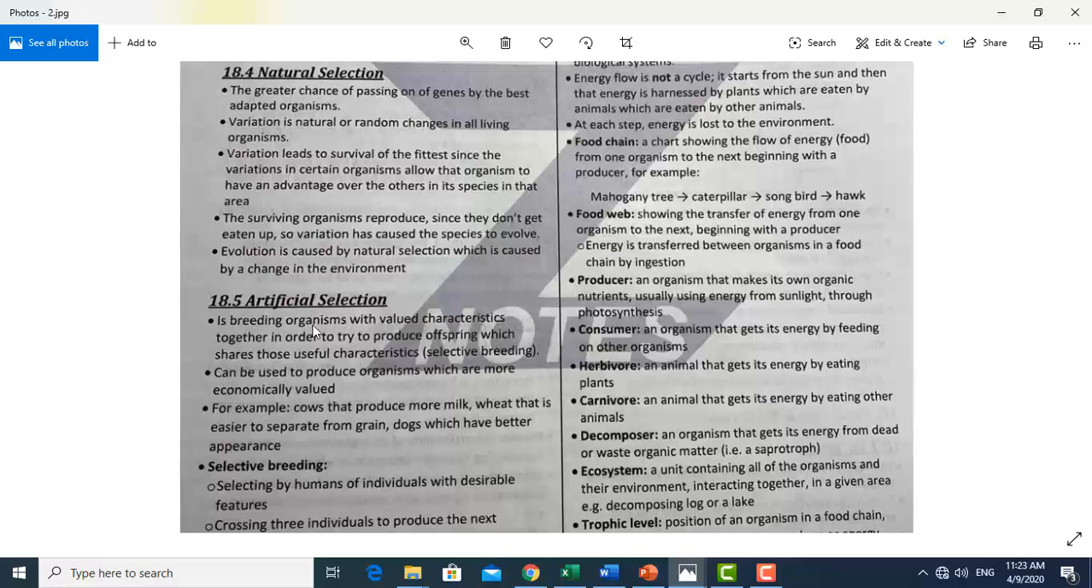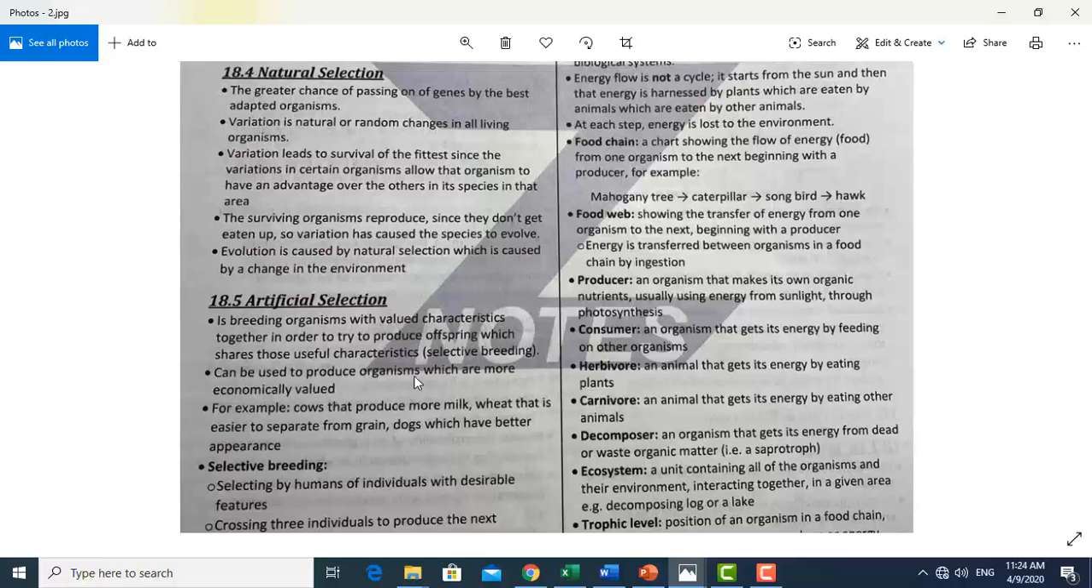So it is breeding organisms with valued characteristics together in order to produce offspring, which is babies, or anything that comes as a product from two things united together. These, which share those useful characteristics, we call selective breeding. So I'm taking the best in each thing and combining it together to get something which is outstanding.